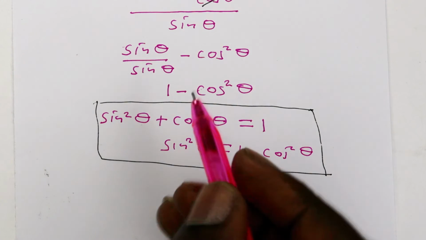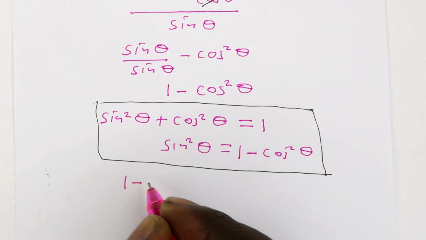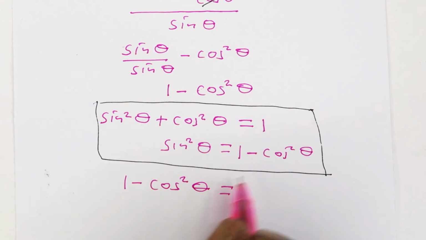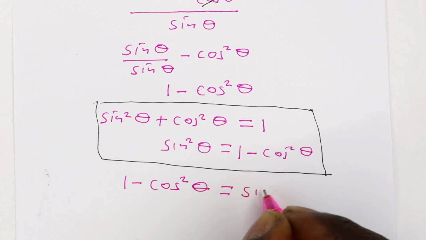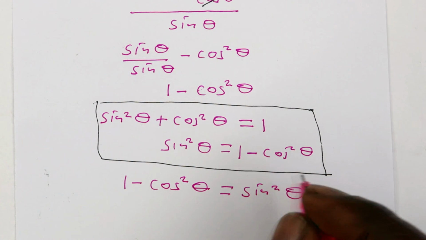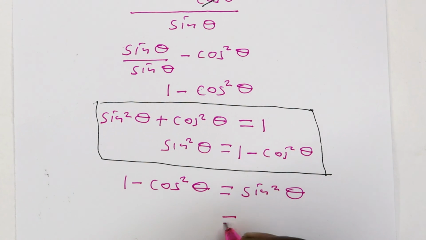Our result was 1 minus cos squared theta. And as you can see from this, that is the same as sine squared theta. And if you check, that is what we actually have on the right hand side. So we have proved that what is on the left hand side is the same as what is on the right hand side.